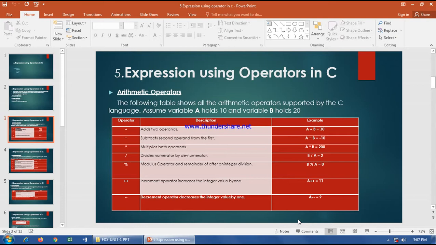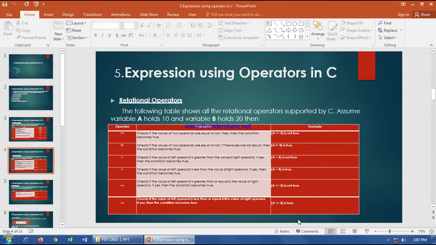As well as the subtraction operation: 10 minus 20 is equal to minus 10. Then multiplying the two values gives 200. The divide operation, modulus operation, increment operator, as well as decrement operator are also there. So this is the arithmetic operator.